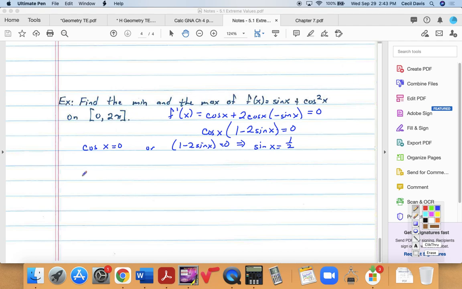Pi over 2 and negative pi over 2. But negative pi over 2 is not on the interval. What's coterminal with negative pi over 2? 3 pi over 2.